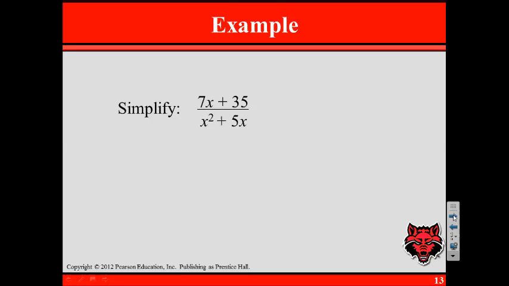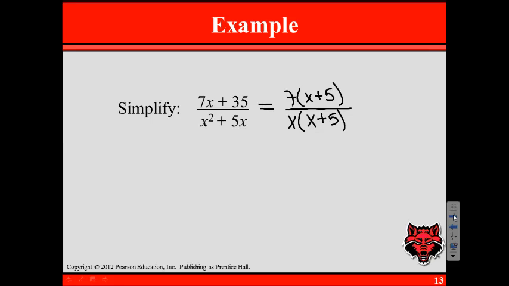Let's try an example. We want to simplify 7x plus 35 over x squared plus 5x. So we start by factoring both the numerator and denominator. In the numerator, we can factor a GCF of 7. That would give us 7 times x plus 5. In the denominator, we have a GCF of x. That would give us x times x plus 5.